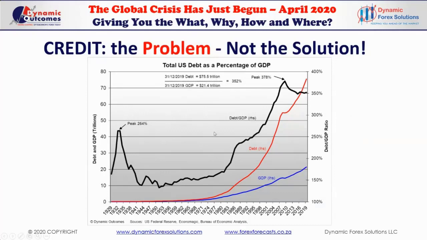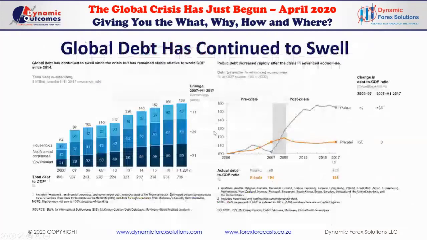So that's the US. But if you look at global debt, this has continued to swell since 2008. So whether it's household, non-financial corporate or government, we have now continued to take on more and more credit. And the fact of the matter is, someday, some way, that credit needs to be paid off. But it's in a worse situation than we were in 2008.